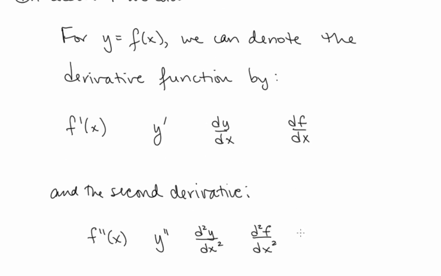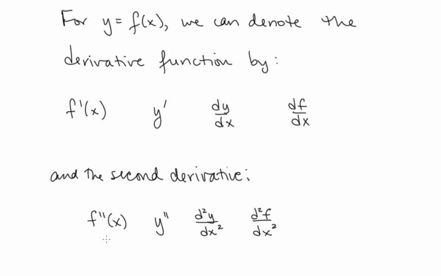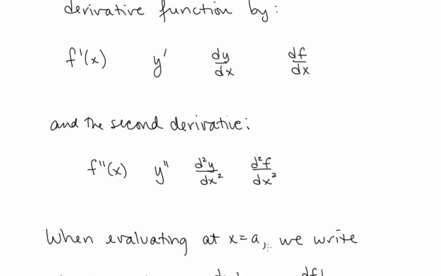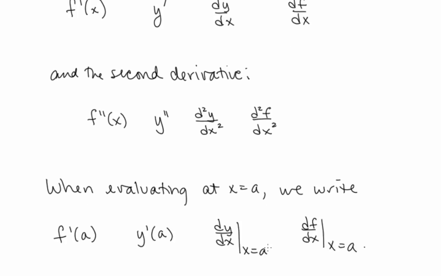And the second derivative, f double prime of x, y double prime, d squared y over dx squared, d squared f over dx squared. And when evaluating these at the point x equals a, we write f prime of a, y prime of a, and here we use the evaluation bar: dy dx at x equals a, df dx at x equals a.